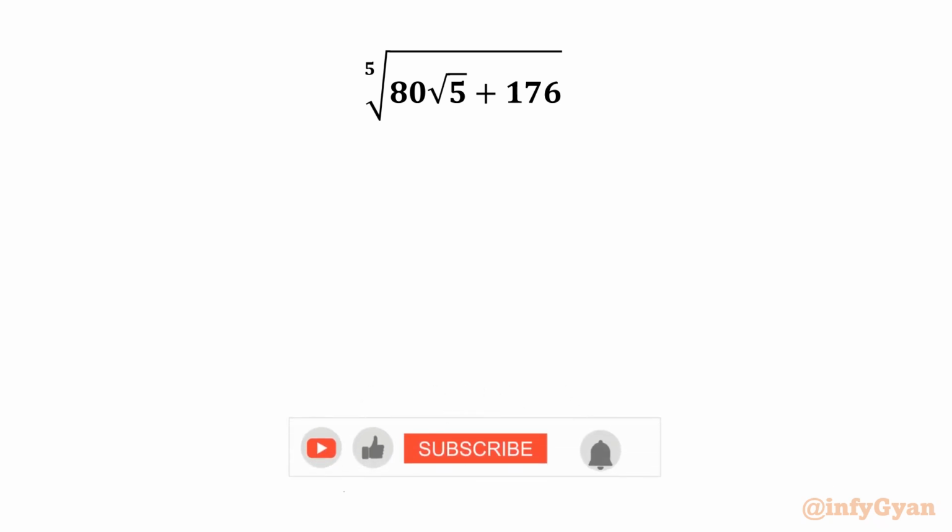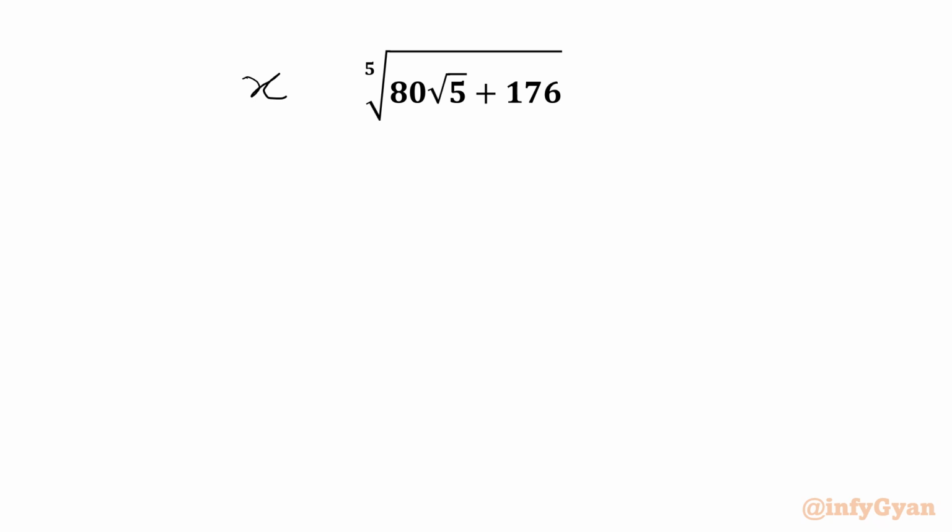In this video, we are going to solve one very interesting question from radical maths. We are going to evaluate the fifth root of 80 square root 5 plus 176. So let's get started. Let us assume the fifth root equal to x first.